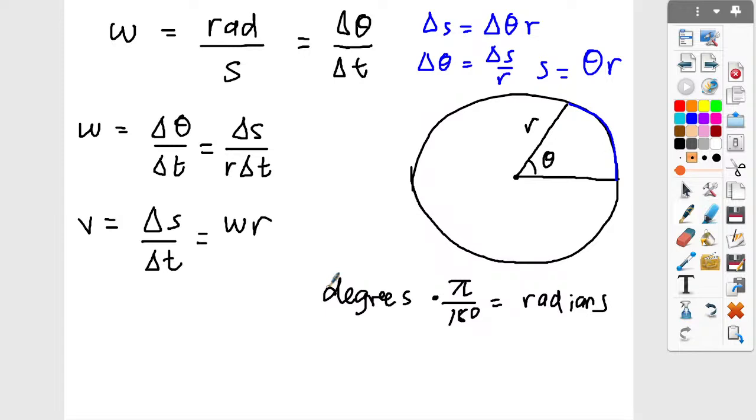Hope I didn't get that wrong. Yeah, I did not. Okay. V is equal to wr. So you can deduce the same thing for acceleration.